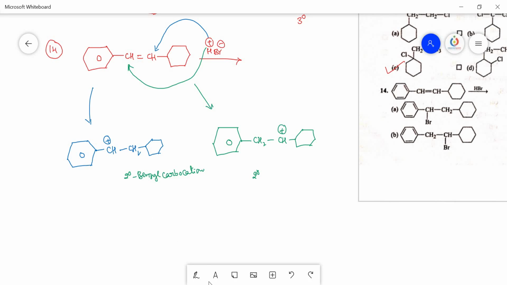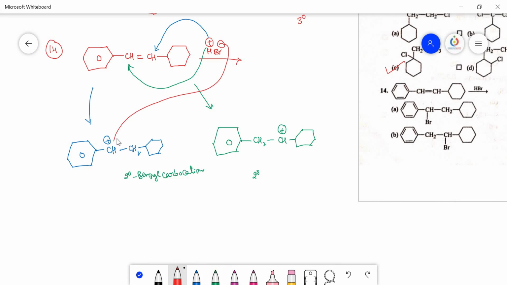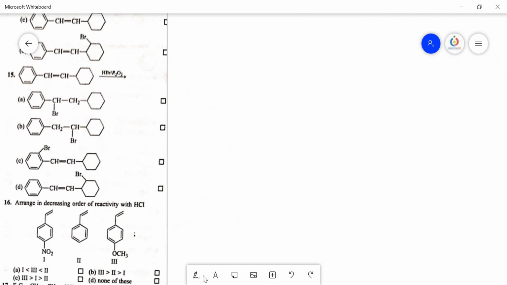Later this Br minus attacks at this particular position, so that the final product becomes CH, Br, CH2, and this is the final compound. So option A is correct for the 14th one.